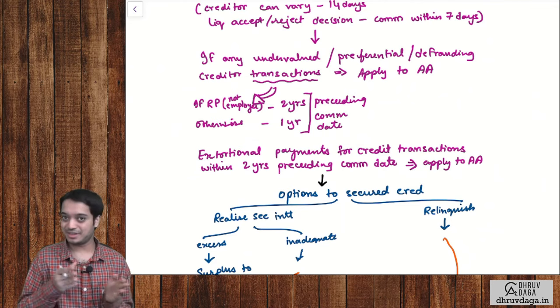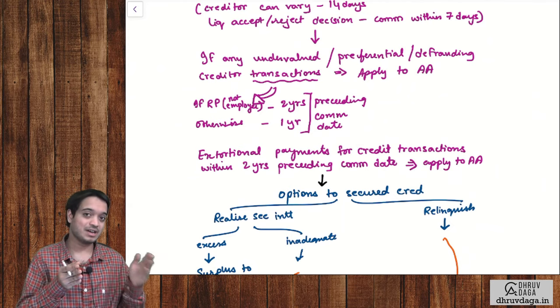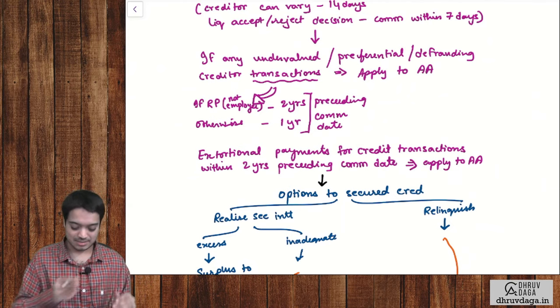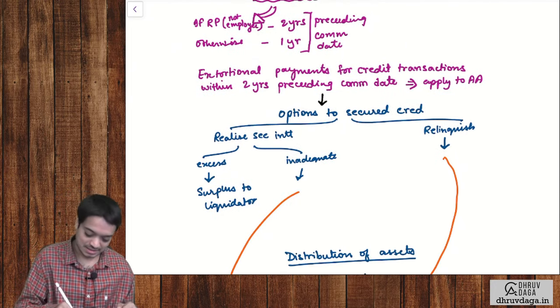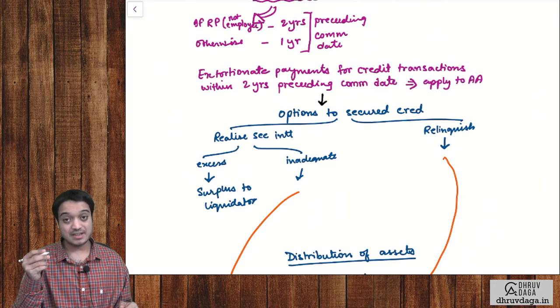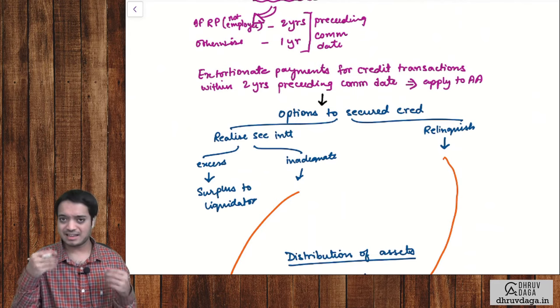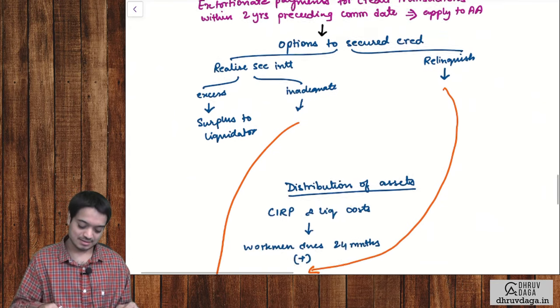However, if they are with other than related parties, then they can be for maximum period before 1 year from the insolvency commencement date. Then there can be some extortionate payments which can be made for credit transactions within 2 years of the commencement date. You can apply, मतलब कोई unnecessary too much payments have been made, you can apply to an adjudicating authority.